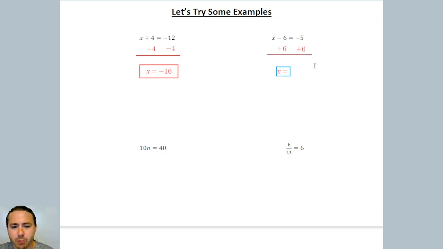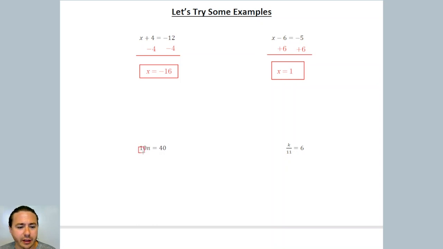So I just want to point out here that, obviously addition's the opposite of subtraction and subtraction's the opposite of addition. So if you're trying to undo subtraction, you're going to add that number to both sides. If you're trying to undo addition, you subtract on both sides. The same general concept is going to hold true for multiplication and division. So when you multiply a variable by something, if you want to undo that for the purposes of isolating the variable, you're going to divide both sides by that same number.